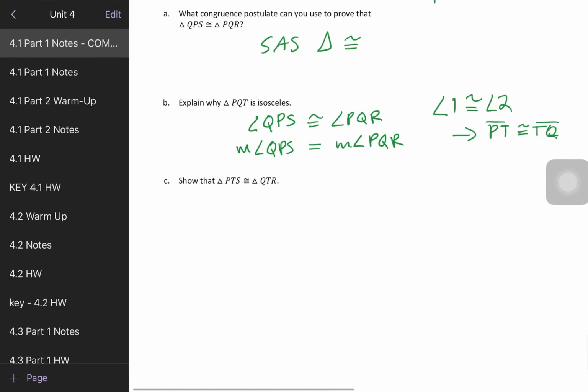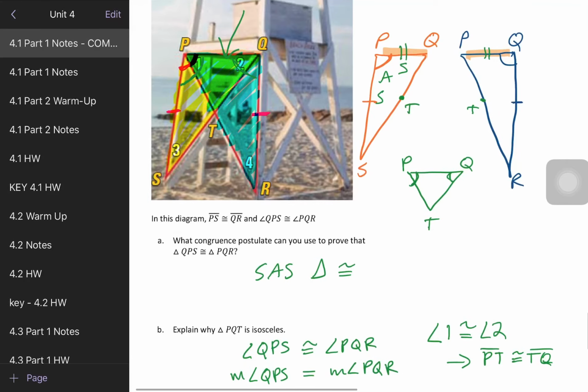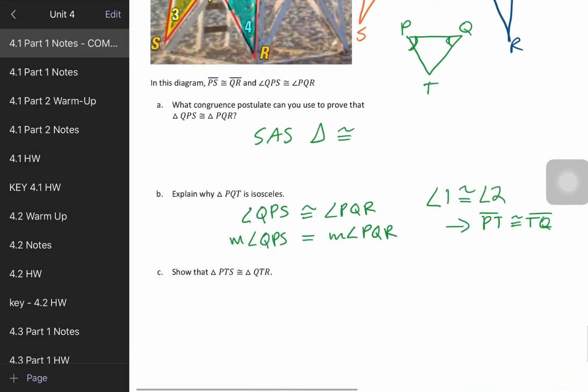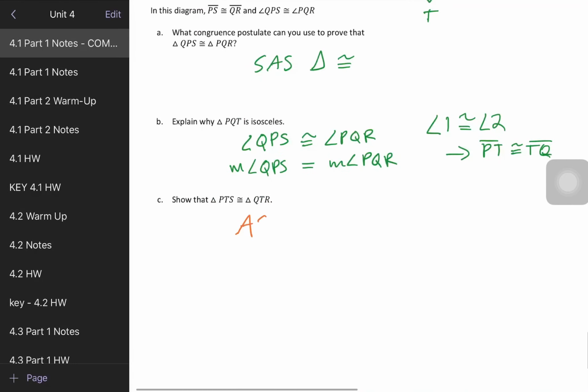All right, to show that triangle PTS is congruent to QTR, well, those two triangles are the smaller ones right here, PTS and QTR. Well, we have a vertical angle right here. We have these two smaller angles that would have to be congruent, and we have this included side. So you'd have to use angle side angle, and I'll go over that in class as well.